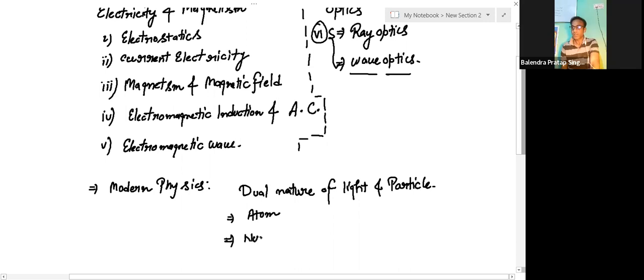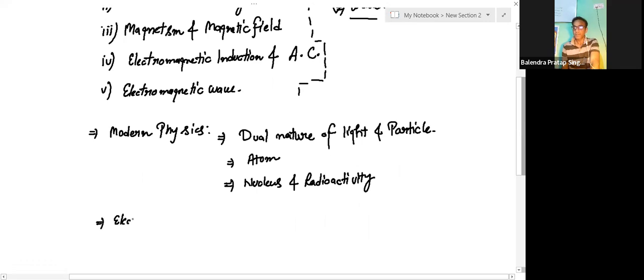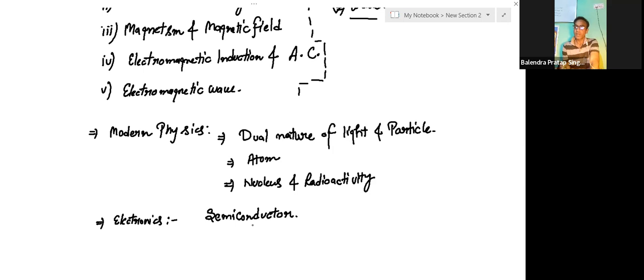Nucleus and radioactivity. So atom and nucleus, these three chapters belong to your modern physics. And the final part is electronics. In electronics, we will study semiconductors. As you know, the properties of conductors and insulators you have already studied in your previous classes. In electronics, we will study semiconductors and semiconductor devices.